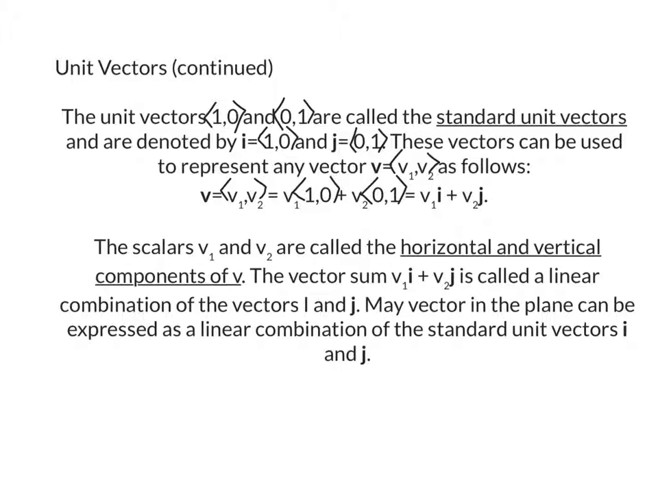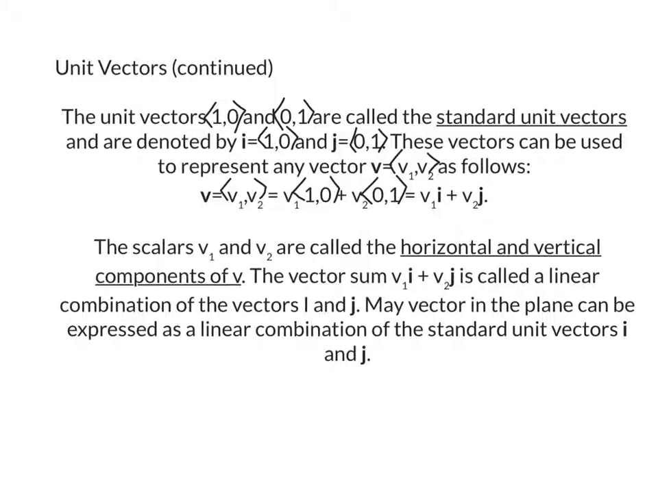The unit vectors 1, 0 and 0, 1 are called standard unit vectors and are denoted by bold i as 1, 0, and bold j as 0, 1. These vectors can be used to represent any vector v as follows. If I have a component form of a vector, I could say v sub 1 times 1, 0 plus v sub 2 times 0, 1. Essentially that's the same thing as v sub 1 i plus v sub 2 j. The scalars v sub 1 and v sub 2 are called the horizontal and vertical components of v.